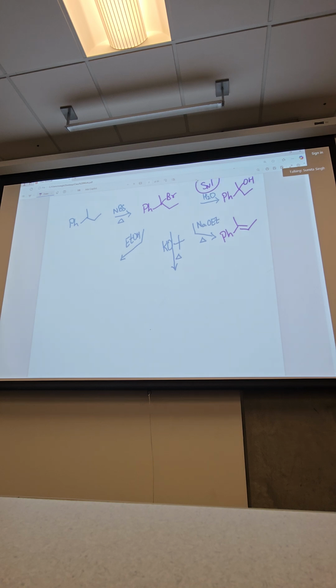So this is E2. You should be able to write mechanisms, guys. Hofmann's product? The Hofmann, and what mechanism is it? E2. Also E2, but this time because it's a bulky base, the proton will be taken from the less substituted carbon, giving us the Hofmann alkene.